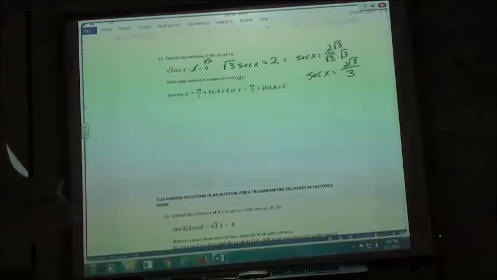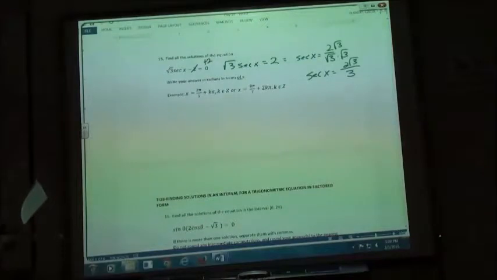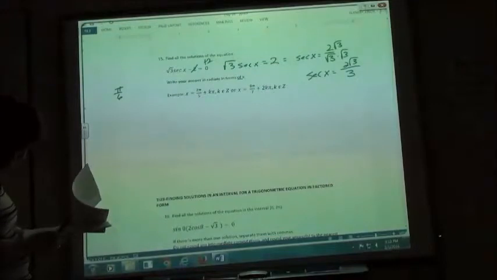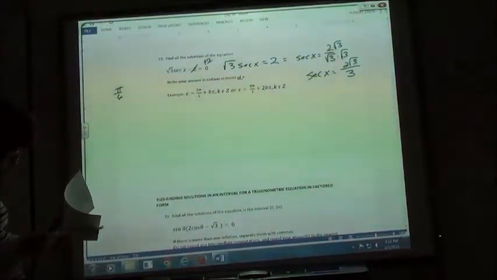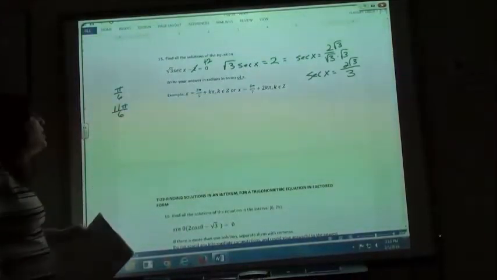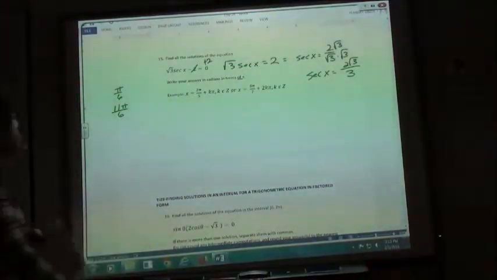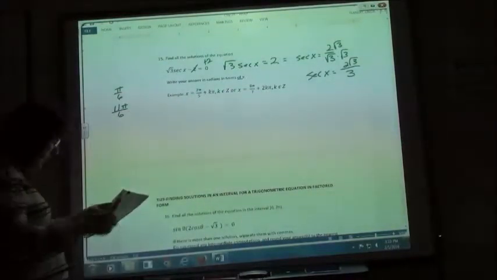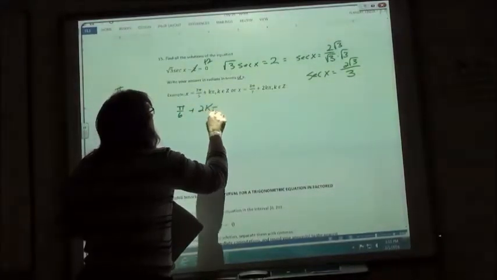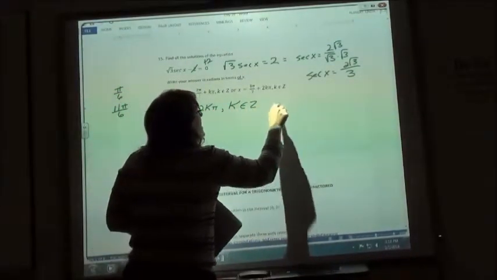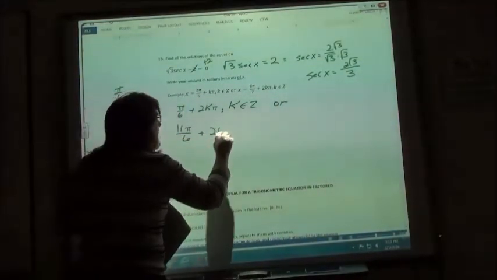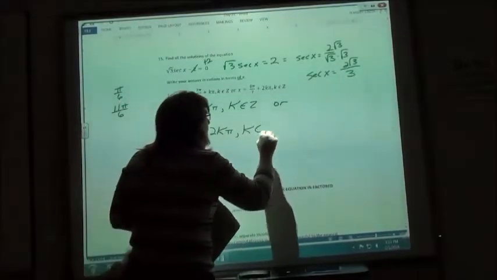And so if I look up my secant, under my secant column, 2 square root of 3 over 3 is at pi over 6. And then if I look for another 2 square root of 3 over 3, I am at 11 pi over 6. Again, these are not 180 degrees apart, so I'm going to have to use the 2k pi and put in two separate answers. So I'm going to have pi over 6 plus 2k pi, with k being an element of z, or 11 pi over 6 plus my 2k pi, with k being an element of z.